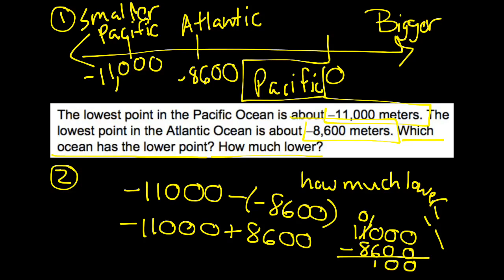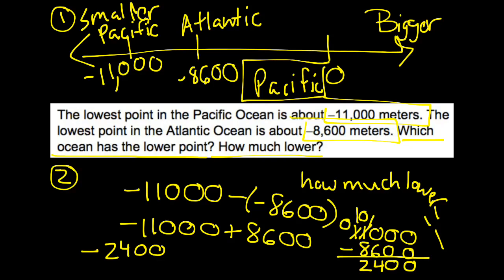10 minus 6 is 4. Then I can't take away 8 from 0, so I need to borrow from the next place value. The 1 becomes a 0, the 0 becomes a 10. 10 minus 8 is 2. So I got 2,400. When I look at the two numbers, the negative number has a bigger absolute value. So my answer is negative 2,400.